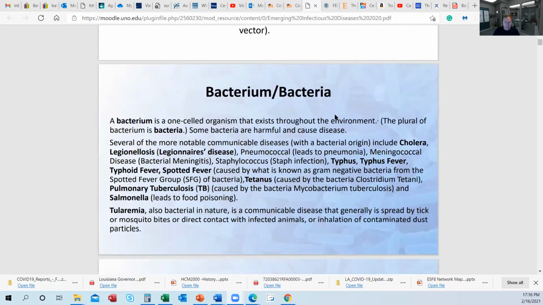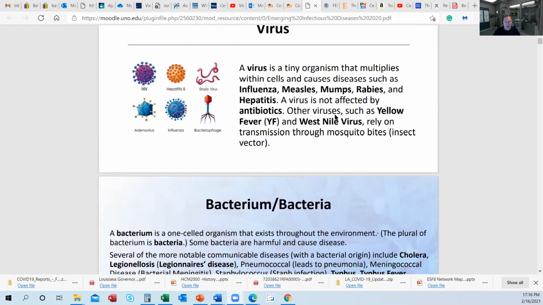But that's the virus family. With a bacterium or bacteria, I've got a chart in a minute that will also help sort these out just a little bit. A bacterium is a single cell organism. Just understand that a virus requires a host, and a single bacterium is one cell. Multiple cells of the same bacterium is referred to as bacteria. That's the plural of bacterium.